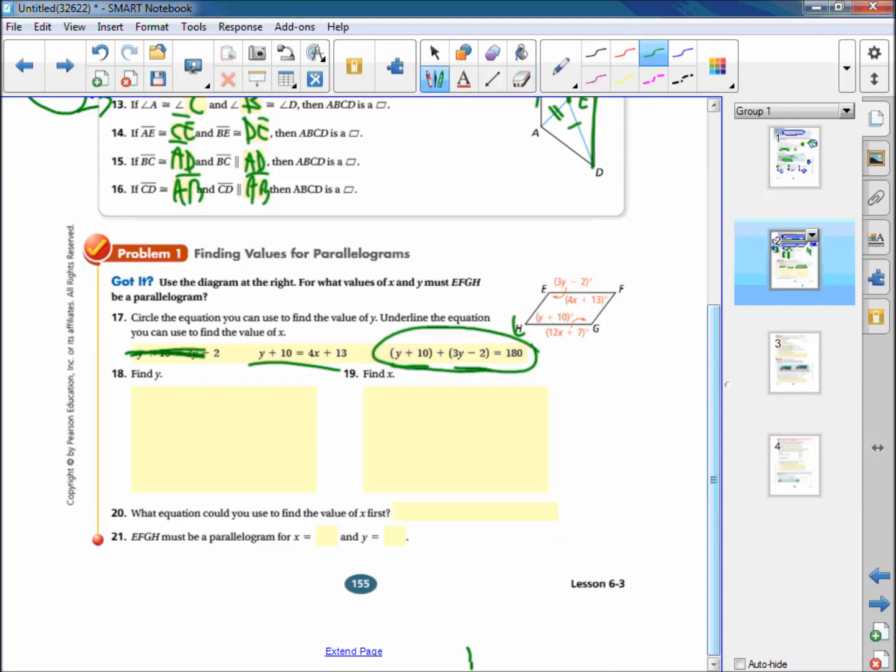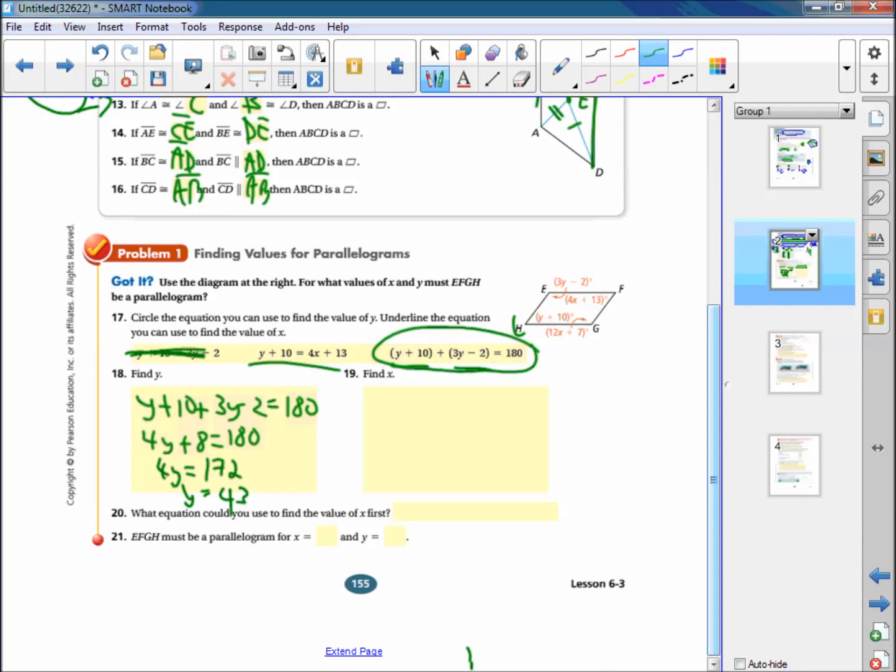So we can use y plus 10 plus 3y minus 2 equals 180. So that's 4y plus 8 equals 180. So 4y is equal to 172. And that means that y's value is going to be 43. Okay, and then we have to find x.